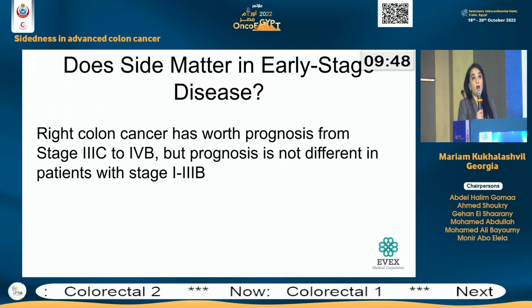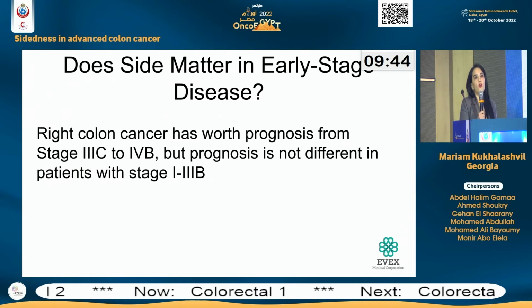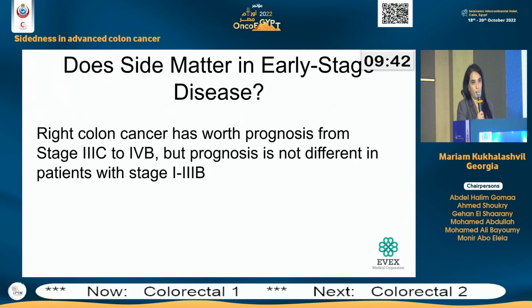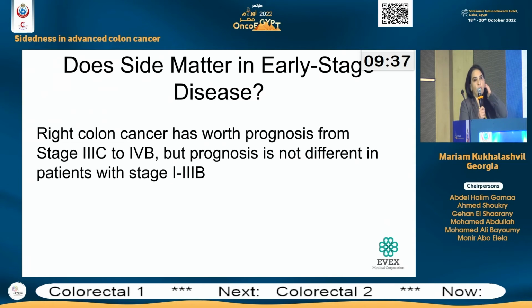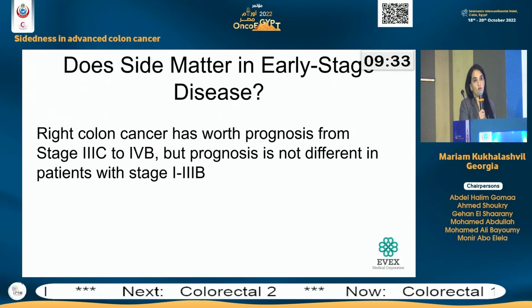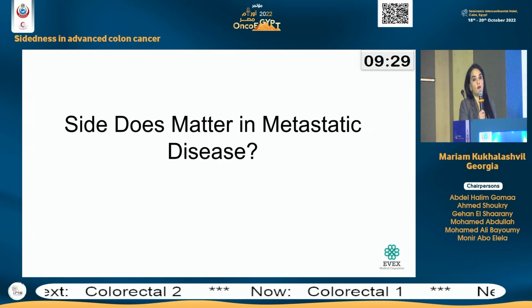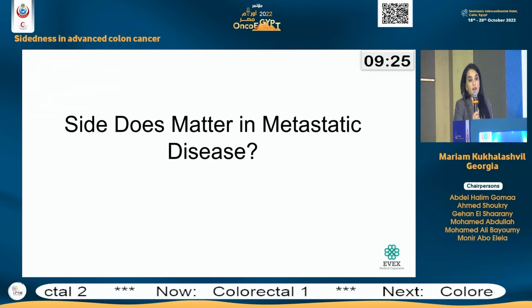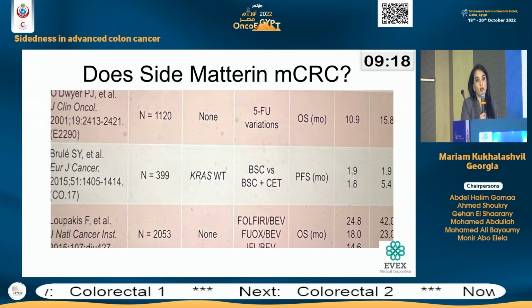Does this matter for early stage disease? The answer is no, because with the data which we have up to now, sidedness is not a prognostic parameter for early stage disease, for stage 1, 2, and 3 colorectal cancer patients. It is a prognostic factor for stage 4, and the question is whether side matters in metastatic disease. Yes, it is a prognostic factor.